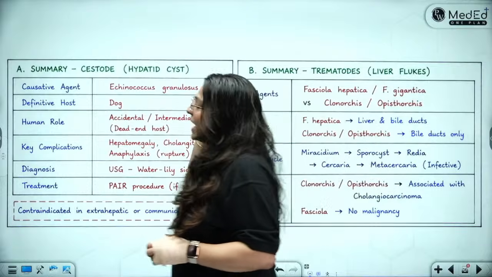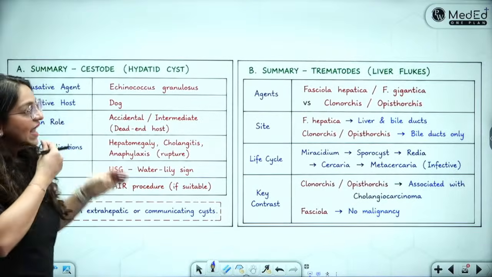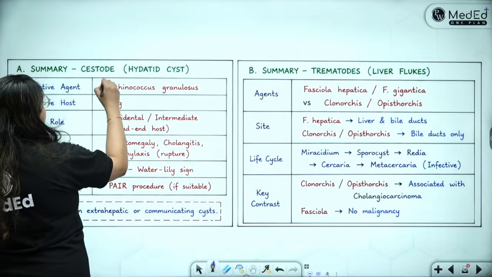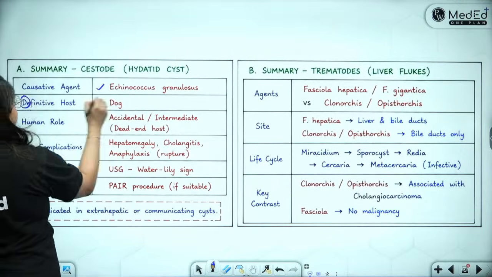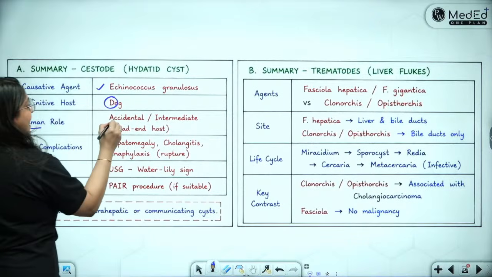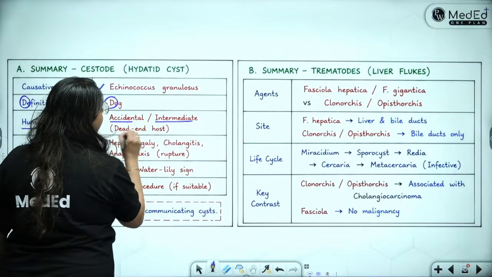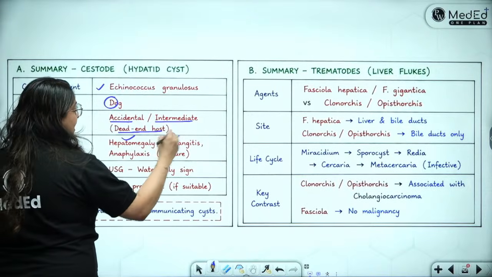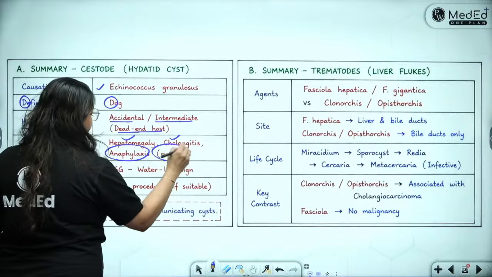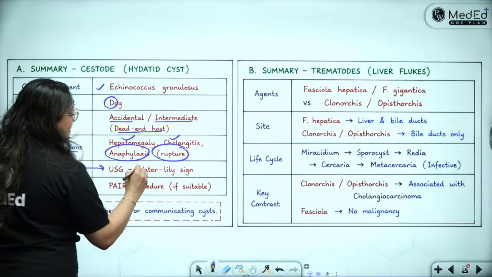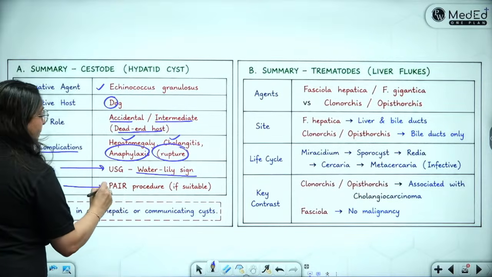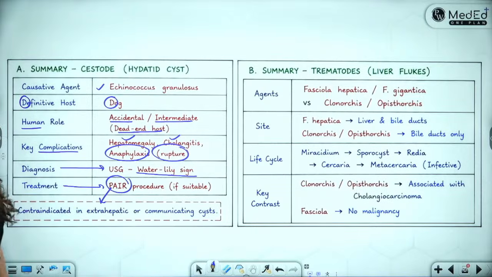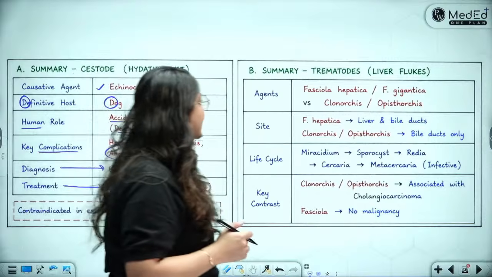So when you compare and contrast the cestode and a fluke, the hydatid cyst caused by Echinococcus granulosus has a definitive host which is a dog. The human is an accidental host, intermediate host or a dead end host. The complications are hepatomegaly, cholangitis, and anaphylaxis on rupture. On ultrasound, we see the water lily sign. We do the PAIR procedure if it is suitable. However, PAIR is contraindicated if it is an extrahepatic or communicating cyst.